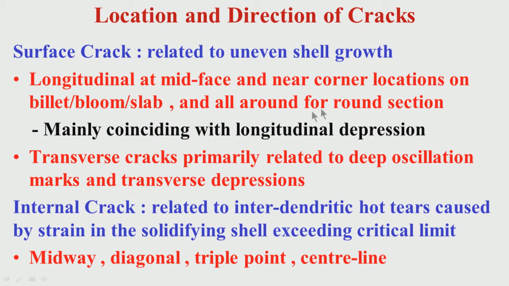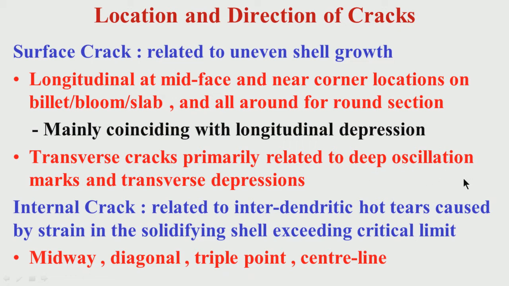But normally what is found is, if you have longitudinal depression, you will always find some cracks either along the depression or internal cracks just beneath the depression. So, surface cracks can be longitudinal at mid face, near corner, I have shown different directions and locations. And then we can have transverse cracks, normally related to deep oscillation marks. I have mentioned oscillation marks are in transverse direction. If the oscillation marks are deep, then it is a real defect.